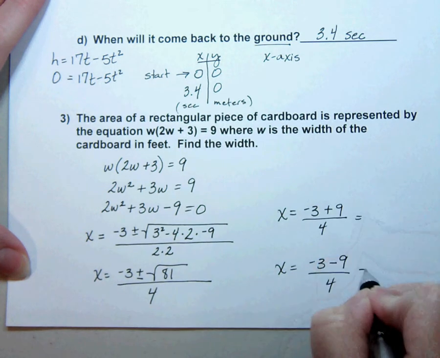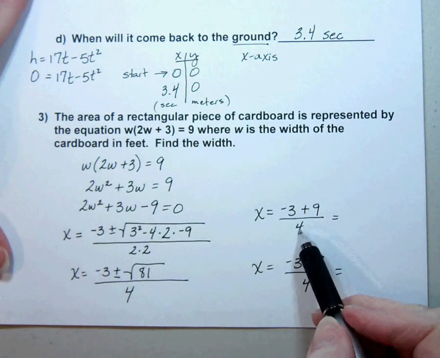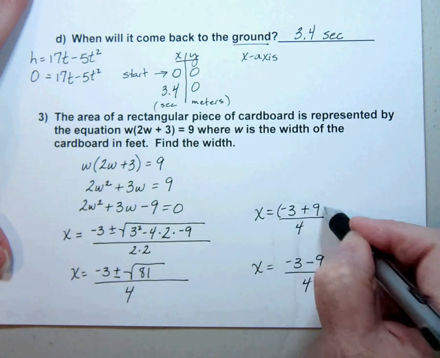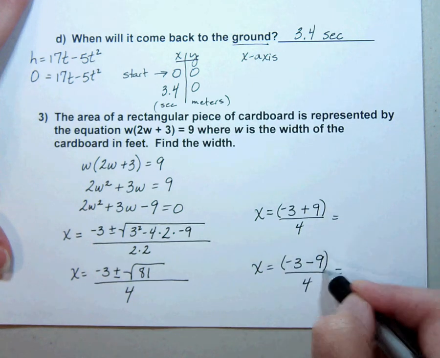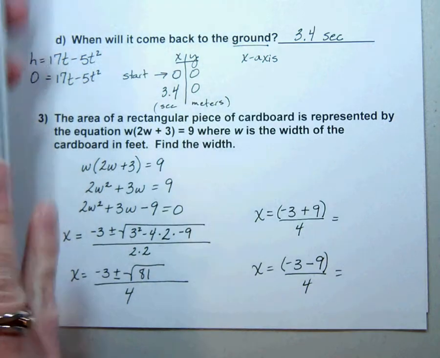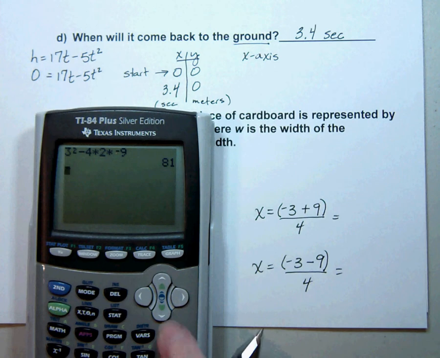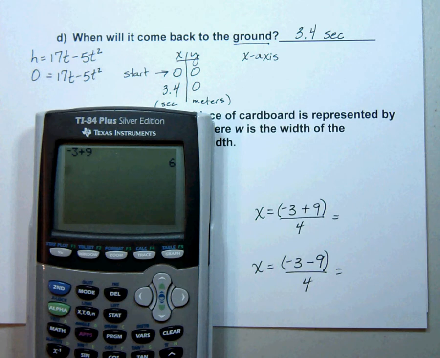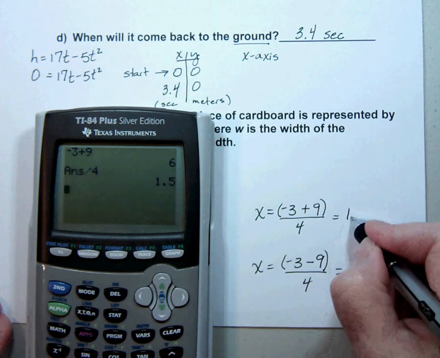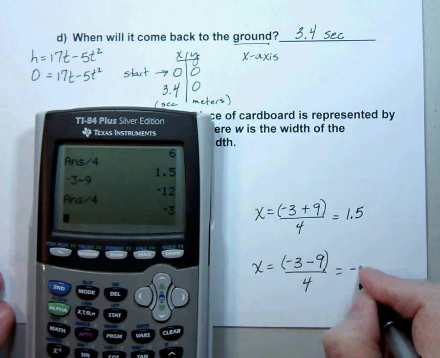And please remember, if you're doing this in the calculator, you need to push enter before you divide by 4, or put it in parentheses, however you want to do it. But just make sure your calculator is adding and subtracting before it divides. So let's do that. I like to show it to you, so let me do that. Negative 3 plus 9 divided by 4 is 1.5. Negative 3 minus 9 divided by 4 is negative 3.